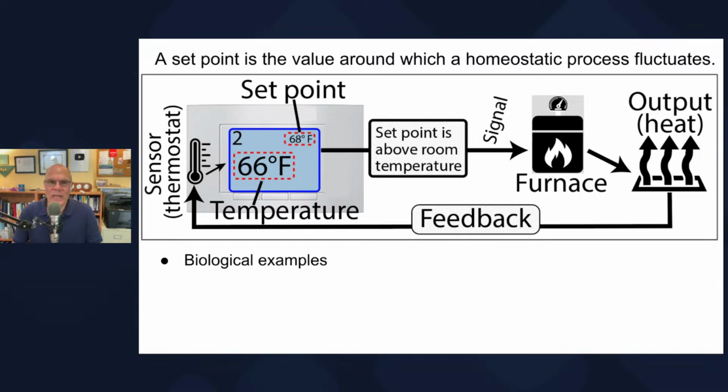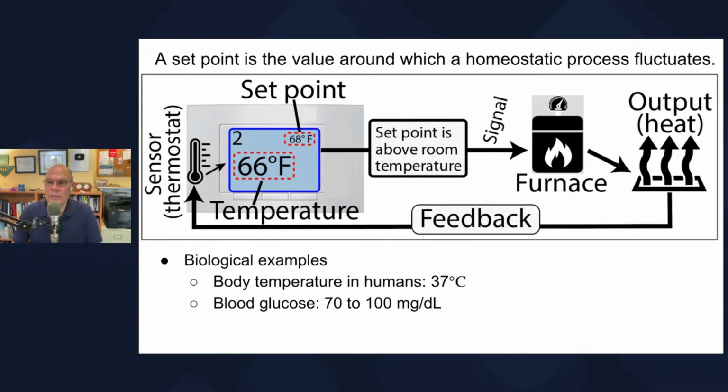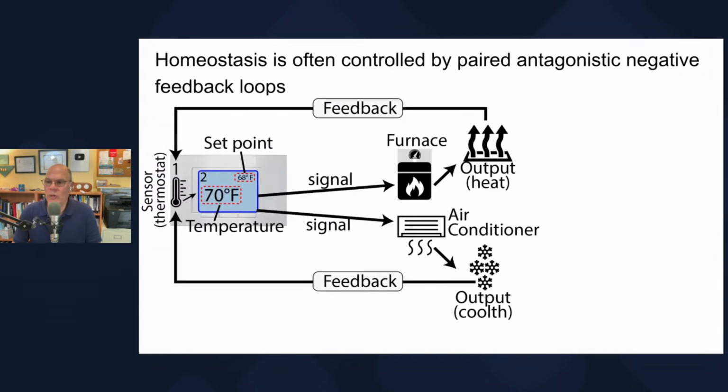Here are some biological examples, and you'll note that they're very similar to the examples of homeostatic variables that regulators control that I opened up the show with. So, body temperature in humans, 37 degrees C is the set point. Blood glucose can range between about 70 to 100 milligrams per deciliter. Blood carbon dioxide levels, their partial pressure, can range between 35 to 45 millimeters of mercury. Now, homeostasis is often controlled by paired antagonistic negative feedback loops.